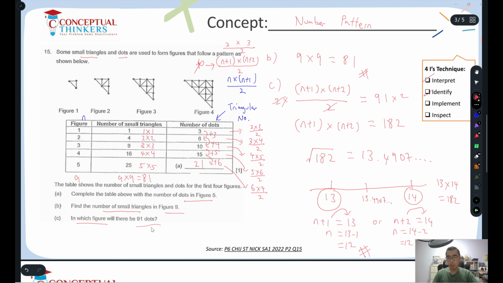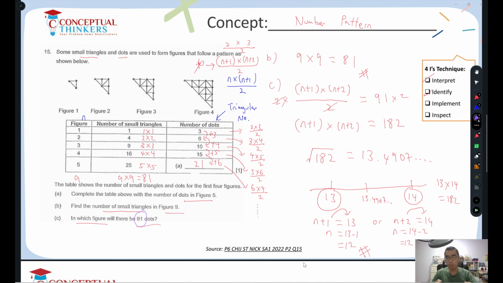Now, so how do I know that whether my answer is correct or not for part C? Now the only way to do it is we have to do listing. We have to keep listing it out. Okay, so what you do is you will keep listing, or you keep doing this until you hit 91. Now they give you 91. The reason is because it's not so difficult to list out.